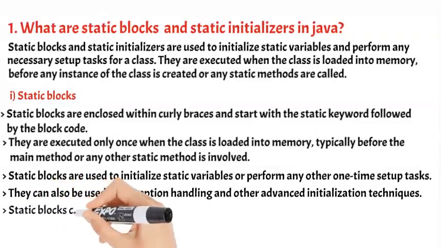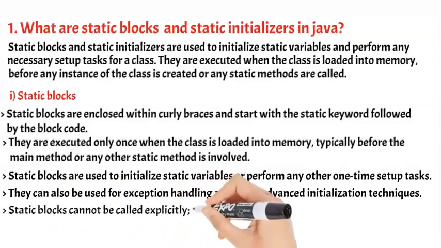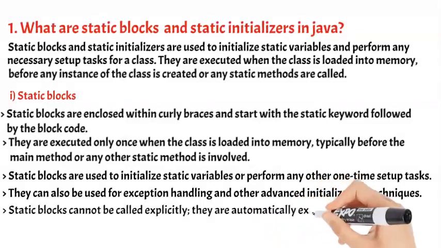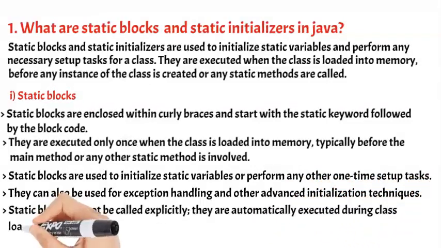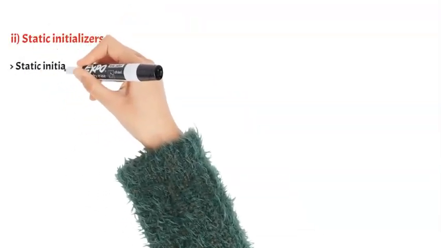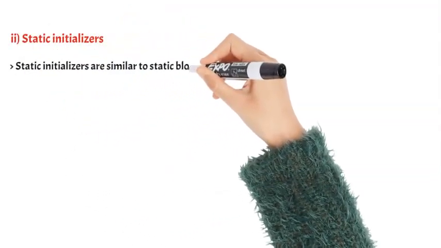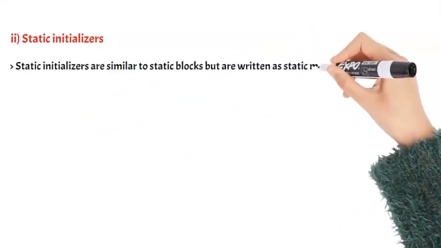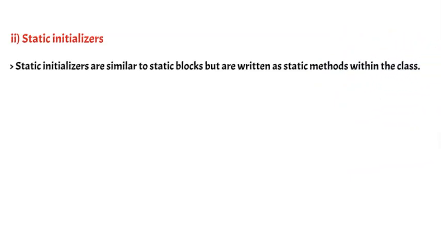Static blocks cannot be called explicitly. They are automatically executed during class loading. 2. Static initializers. Static initializers are similar to static blocks but are written as static methods within the class.